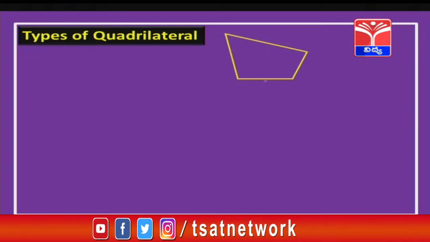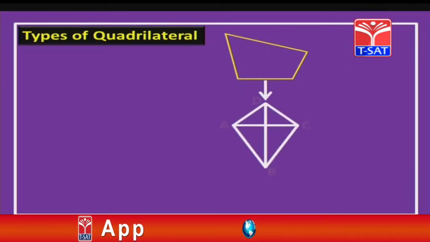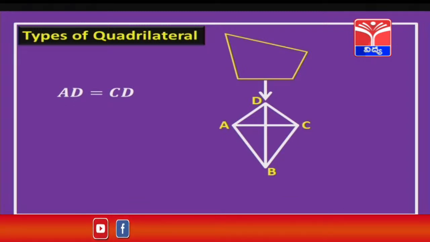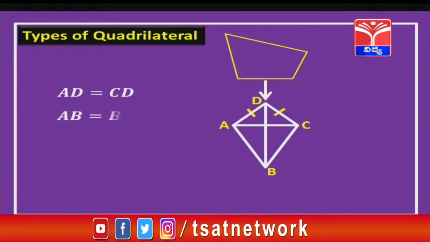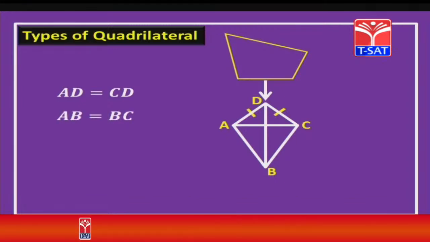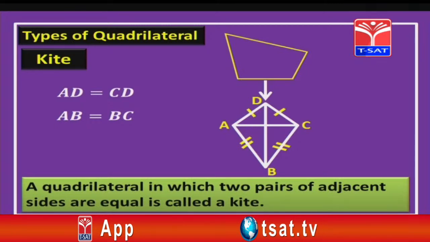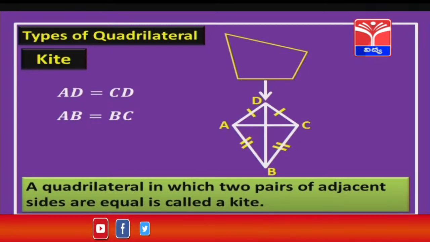Let us move on to our next type, again a quadrilateral ABCD. Now, in this quadrilateral ABCD, adjacent sides AD and CD are both equal, and we also have the other adjacent pair, AB and BC, which are also equal. Such type of quadrilateral is called a kite. So, a quadrilateral in which two pairs of adjacent sides are equal is called a kite. So, children, we have learned what a quadrilateral is and also the different types of quadrilaterals.